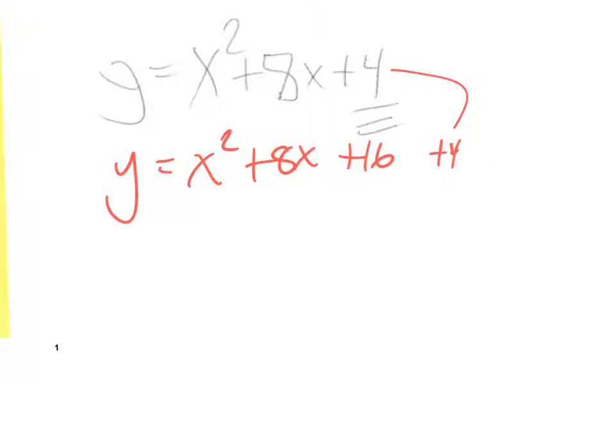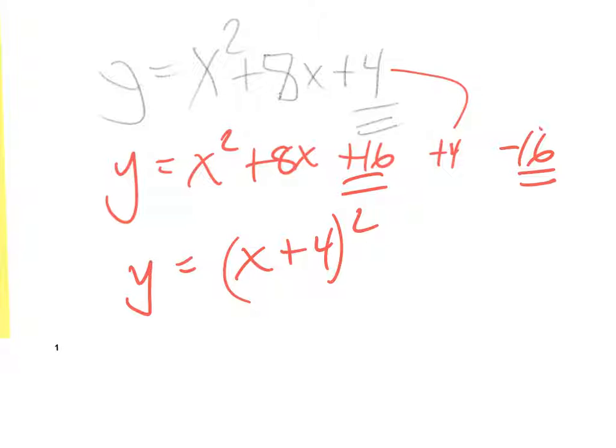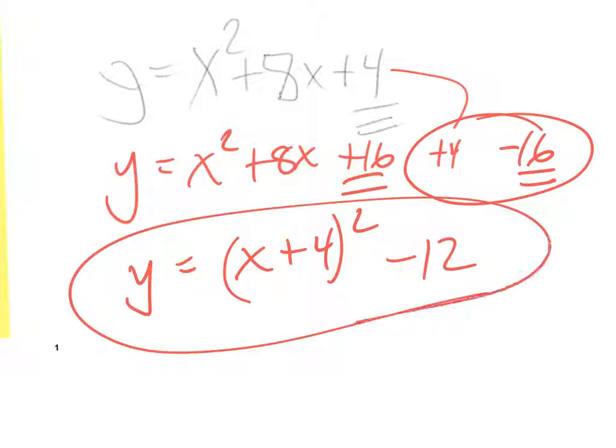This is what we did the other day. And by adding this 16, we also had to subtract 16. That kept it balanced. Final answer, this part factors now. This part simplifies to negative 12. There it is. Boom. Basically one long step, and I've got what form changed into what form?